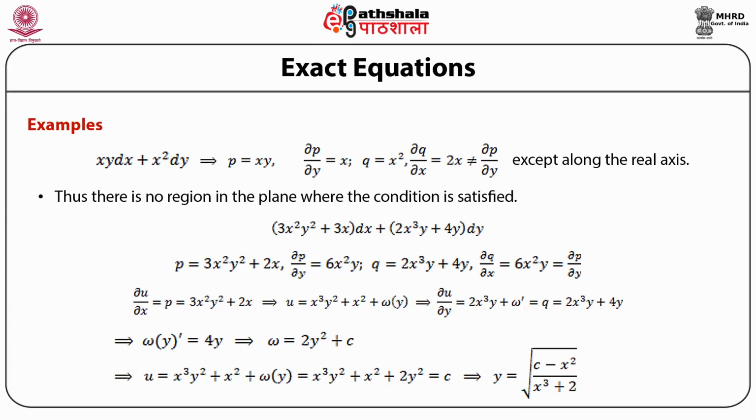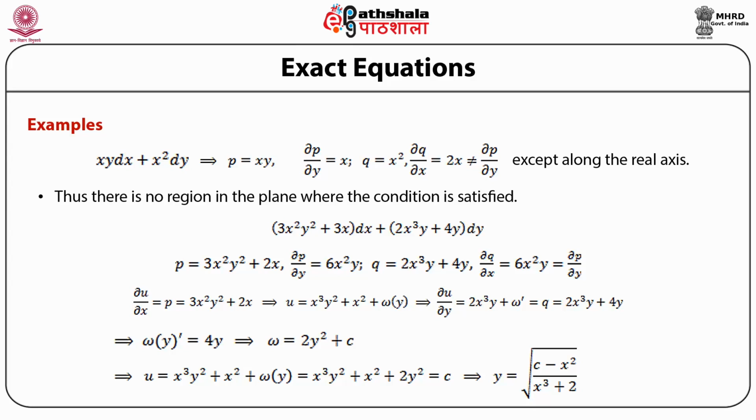Now we consider another example. The equation is given by (3x squared y squared plus 2x) dx plus (2x cubed y plus 4y) dy is equal to 0. In this equation, p is equal to 3x squared y squared plus 2x, so ∂p/∂y is equal to 6x squared y. q is given by 2x cubed y plus 4y, which gives ∂q/∂x equal to 6x squared y. Here we can see that ∂p/∂y is equal to ∂q/∂x.